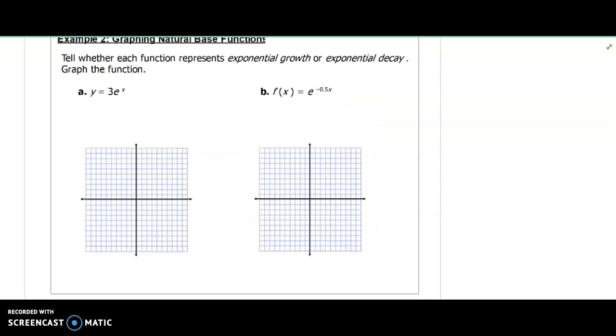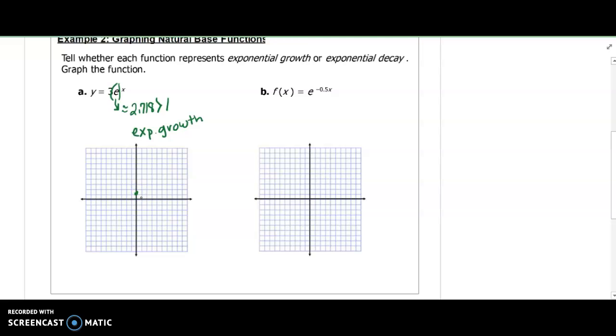All right, so let's look at example 2. It says, tell whether each function represents exponential growth or exponential decay. Then we're going to graph the function. Okay, so when I look at this, the number that's being taken to the x power is e. And remember, this e is roughly 2.718. Okay, now remember, from section 1, we learned that if this number is greater than 1, which it is, we have exponential growth. Okay? And if it's less than 1, we have exponential decay. So if we graph this, it would still cross at (0, 1).